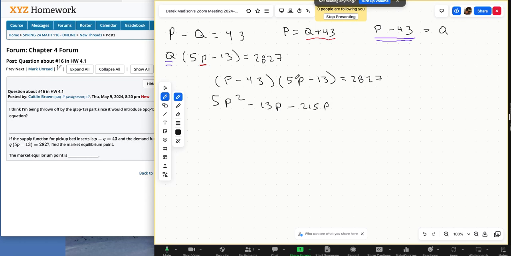And then for that, I'm grabbing out the calculator. Let's check myself there. So 13 times 43. And that would be a negative and a negative, so that's going to come out to be a positive 559. And then that equals that 2827. So now let's collect our like terms.